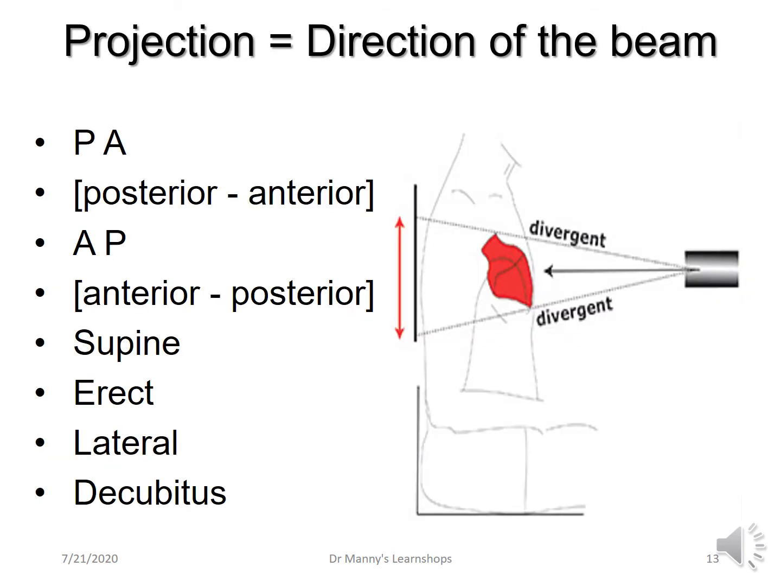Projection is the first aspect related to the technical quality of a chest X-ray. And projection basically is, where is the beam coming from? Where is the direction of the beam? And the beam's direction can consist of a posterior-anterior approach, an anterior-posterior approach, a patient who is supine, erect, in a lateral position, or laying down in a decubitus position.